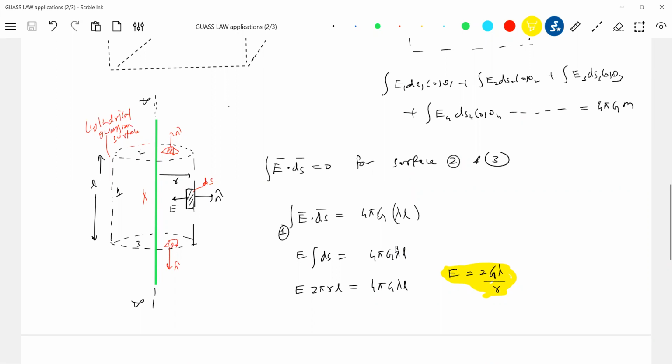What is the value of E bar dot ds for surface 2 and 3? Because E bar will be directed like this. Am I right? So what is the angle between E bar and N cap at surface 3? It will be 90 degrees. So why has it become 0? Because E bar is perpendicular to ds at surface 2 and 3. That's why it is 0.